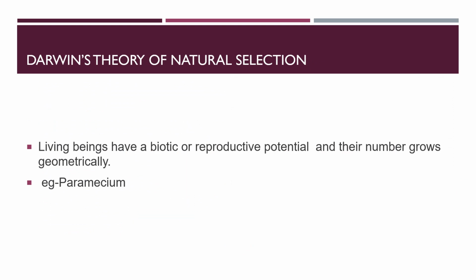Now Darwin's theory also said that living beings have a biotic or reproductive potential. What does this mean?